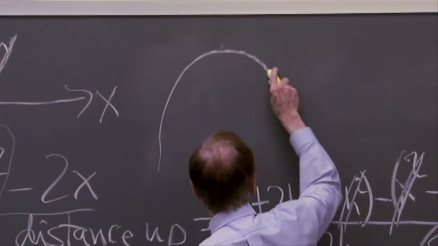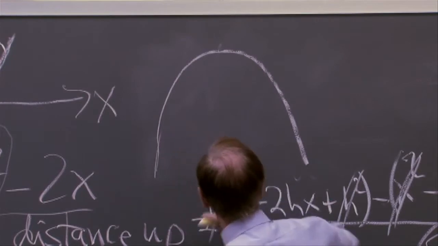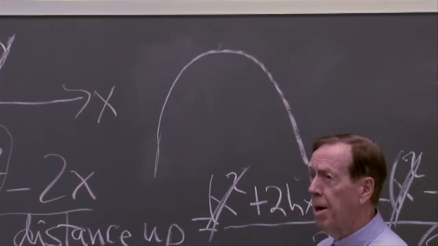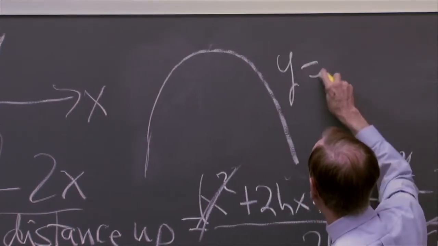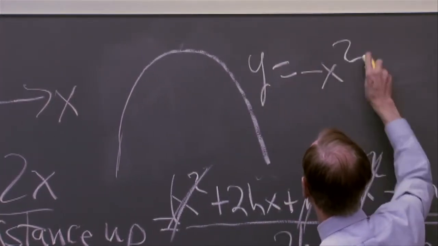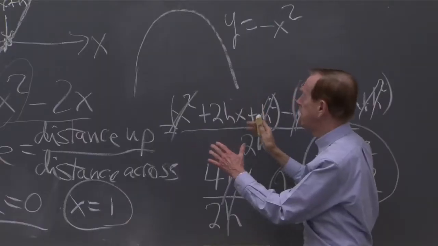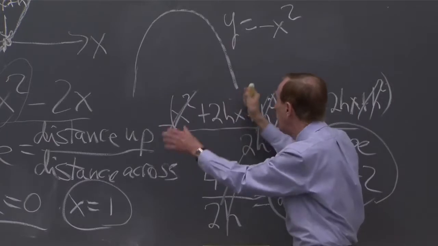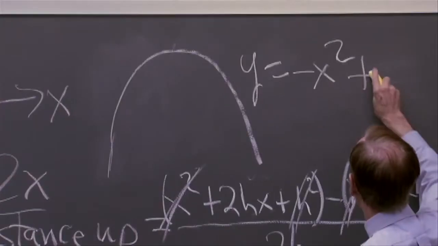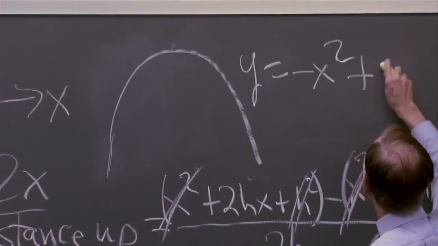This is now one that goes this way. What will be the equation for that? y will be minus x squared, because as x increases, big to the left, big to the right, we need a minus sign to come downwards, plus, let me say, 50x.